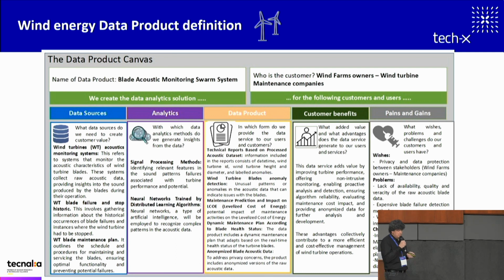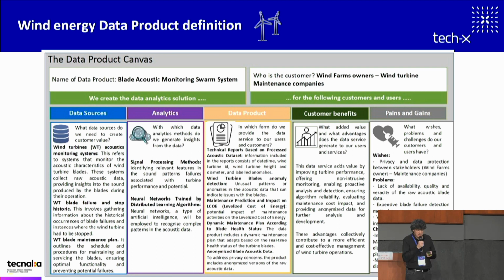So in this schema, we can see from left to right all the aspects related to analyzing the data in order to identify this data product, and from right to left, we can see the customer perspective and how could be the benefits and the pains and gains. So in defining the data product, the questions that should be answered, first, what are the data sources that we need to create value to the customers?